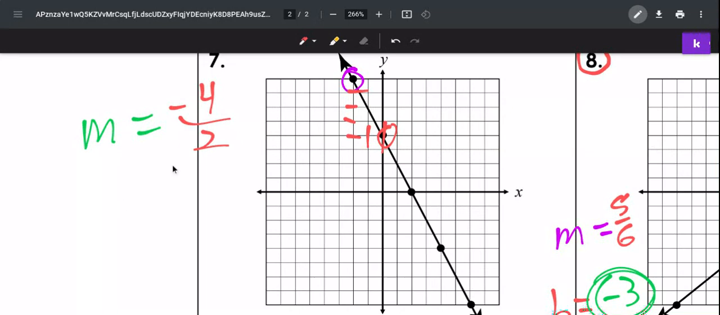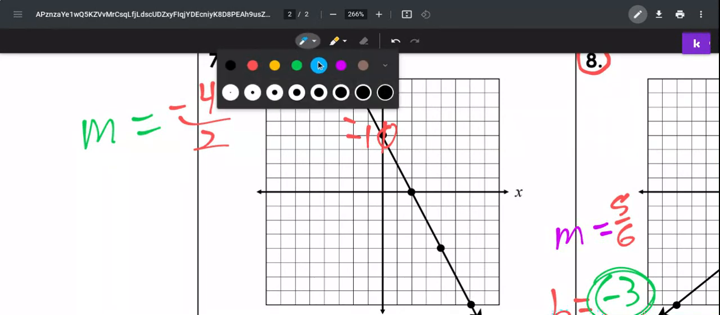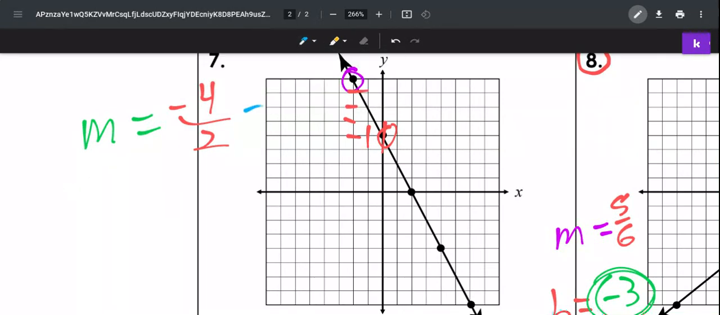Now, if you notice, that can be simplified. Negative 4 over 2 divides to give me negative 2. So that's what I use for m. Don't use the unsimplified version. You have to simplify all your fractions.